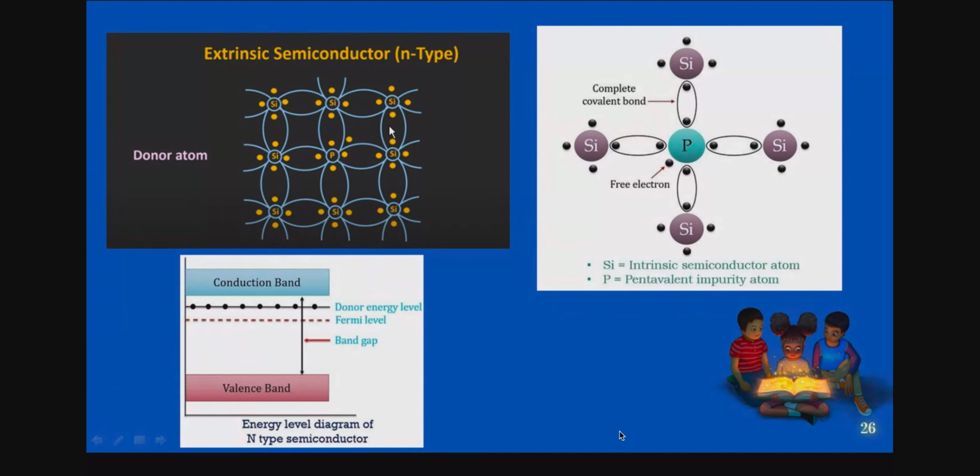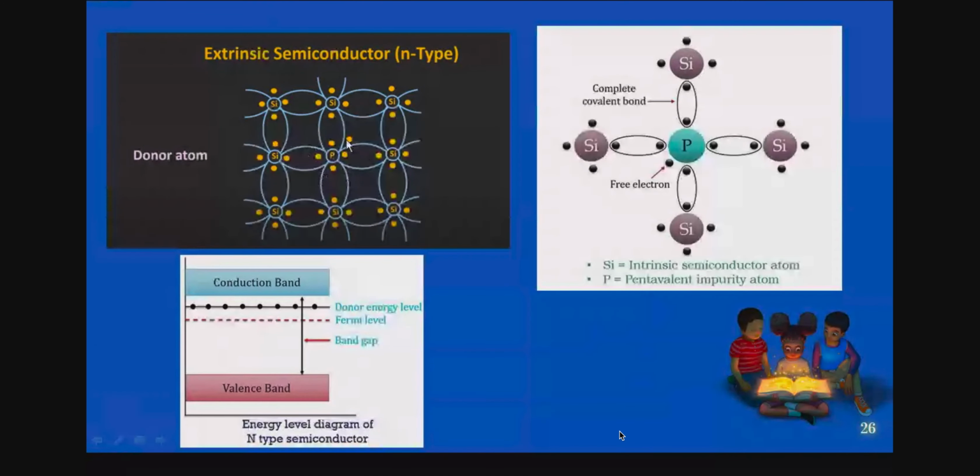Now this is a donor atom. Donor atoms are pentavalent atoms, called arsenic, phosphorus, isn't it? If the phosphorus atom is doped into silicon, the 4 electrons of the outermost orbit of phosphorus bond with the neighboring silicon atoms. See, you have 4 bonds. This one bonds with the neighboring silicon, here also, here also, and here also.